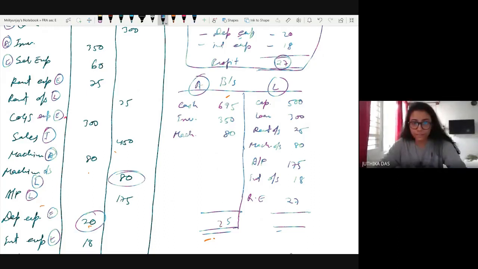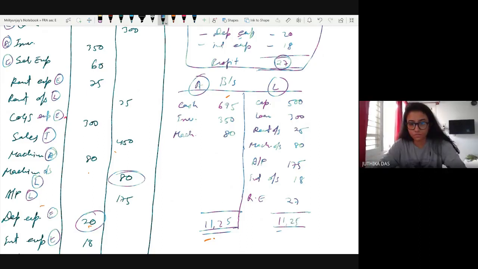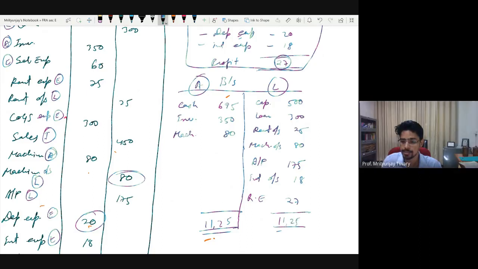Sir, 1125. 1125. Both the sides. 1125. No. 11 crore, liability is 25 lakh. 10. If you are getting something else, check it again. Some mistake, maybe some calculation mistake. This is what it has. 1125. 1125. That's it. That completes our story.